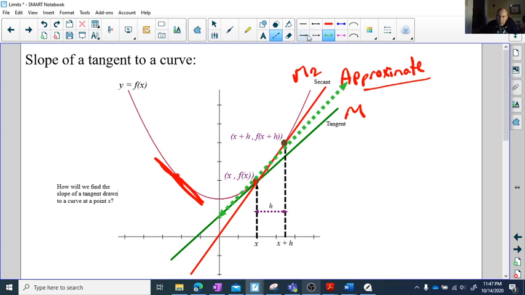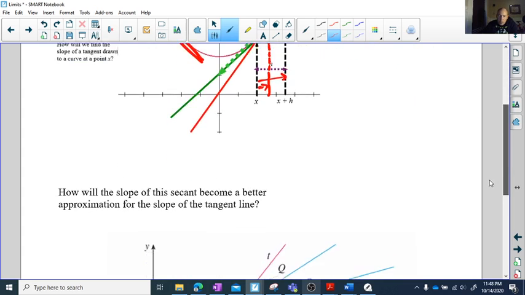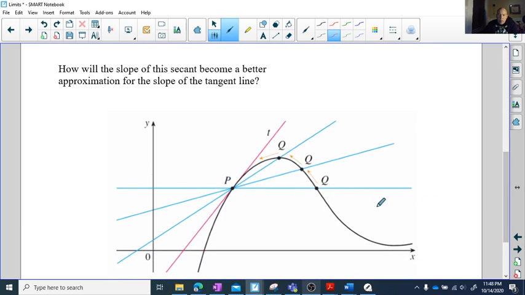Do you see how if I had moved that point a little bit closer here? Instead of this far away, now I'm only this far away. Well, the line gets to be a little bit better. The theory behind it is if you keep moving it closer and closer, you're going to get a better and better approximation. So if I look down here, imagine that my first point I picked was way over here, and this was the secant.